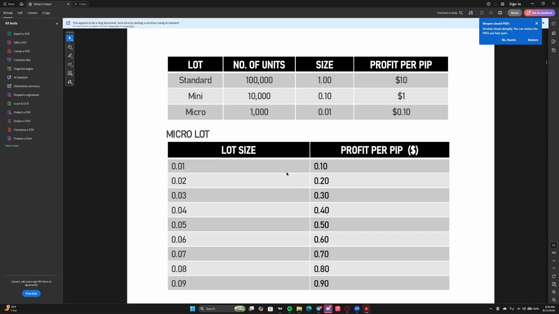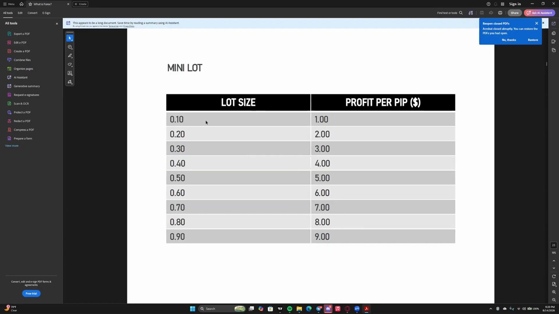Oh, so I've done the micro. Let's move to the mini. The mini lot per pip, 0.10 per pip is $1. So if you're using mini lot per pip, market move one step in your favor is $1. 0.20, $2, 0.30, $3 per pip, 0.40, $4 per pip. So the more pips it moves in your favor or against you, you just multiply. That's just the idea behind all this.